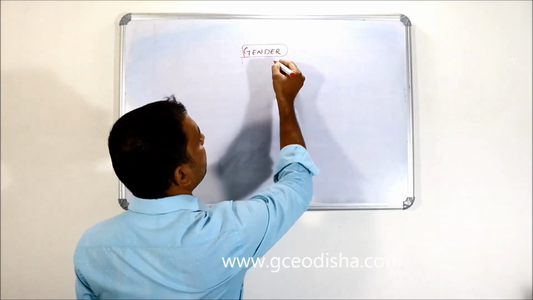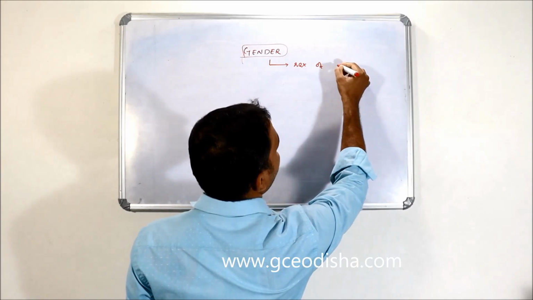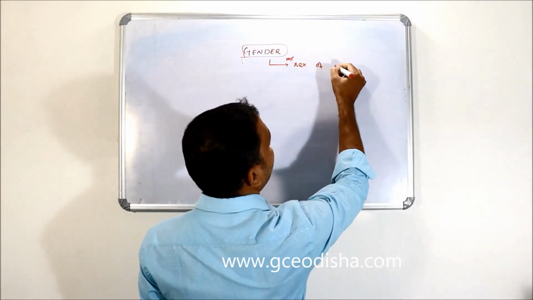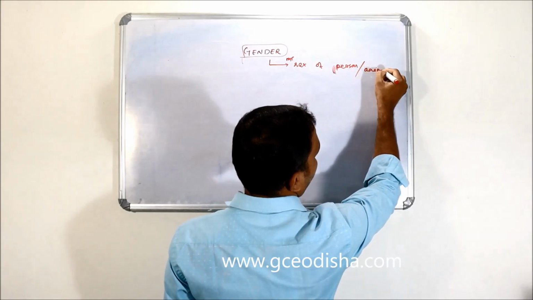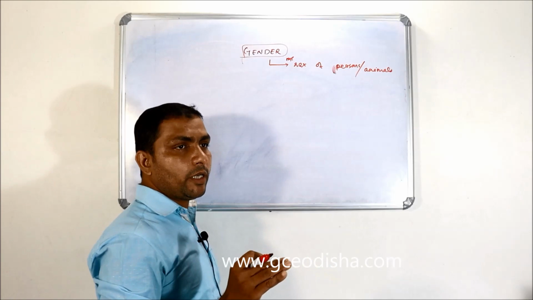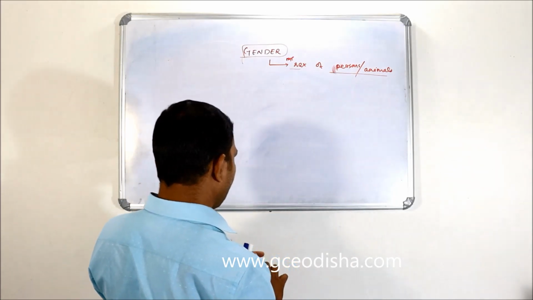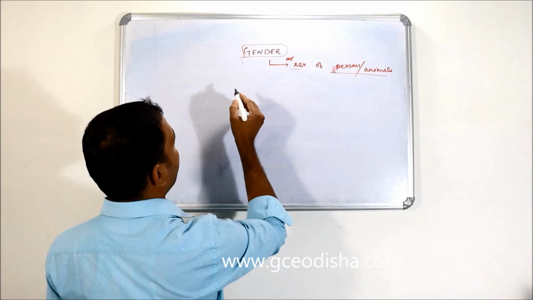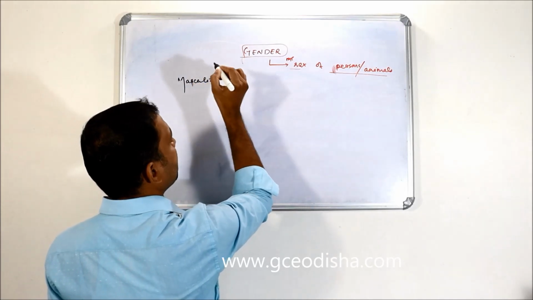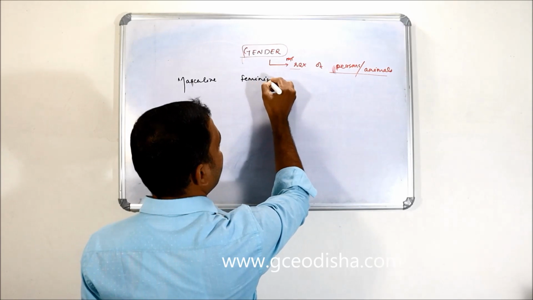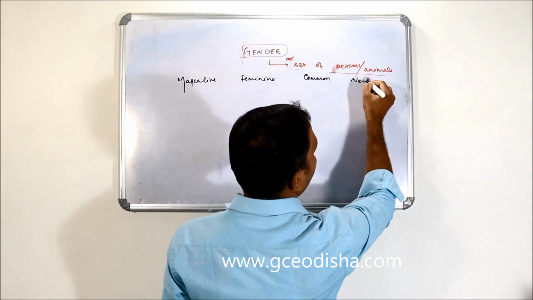Gender means what? Gender denotes the sex of persons or animals, or we can say that a noun can be presented in four genders. It denotes the sex of persons or animals, and it is of four types. First one is masculine. Second one is feminine. Third one is common, and finally neuter gender.